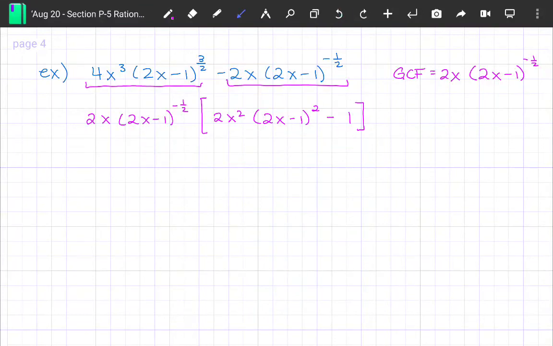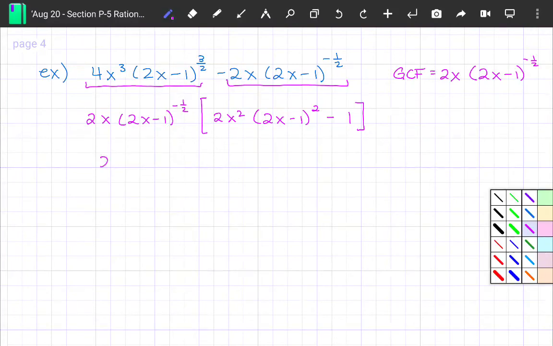But now I have to simplify what's in the parentheses, or the brackets in this case. So I'm going to have 2x squared. I still have my GCF. That's not going to change now. Leave that as brackets right now. I'm going to have to FOIL out the (2x minus 1) squared. So it's going to be 4x squared minus 4x plus 1.